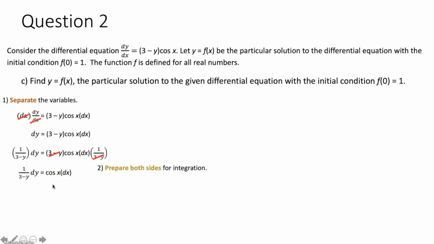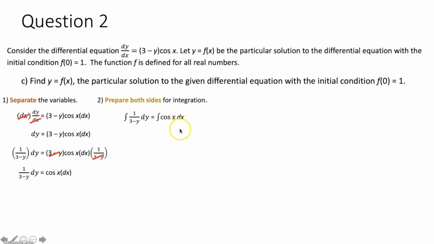Now we can move on to the next step, which is to prepare both sides for integration. So we're going to integrate both sides here. Over here, we're ready to integrate. Integral of cosine of x dx is just going to be sine x plus c. On this side, we have 3 minus y. Now, before you just integrate this and put ln of the absolute value of 3 minus y plus c, you need to note that y in this case is negative, meaning that's going to affect what happens when you integrate.